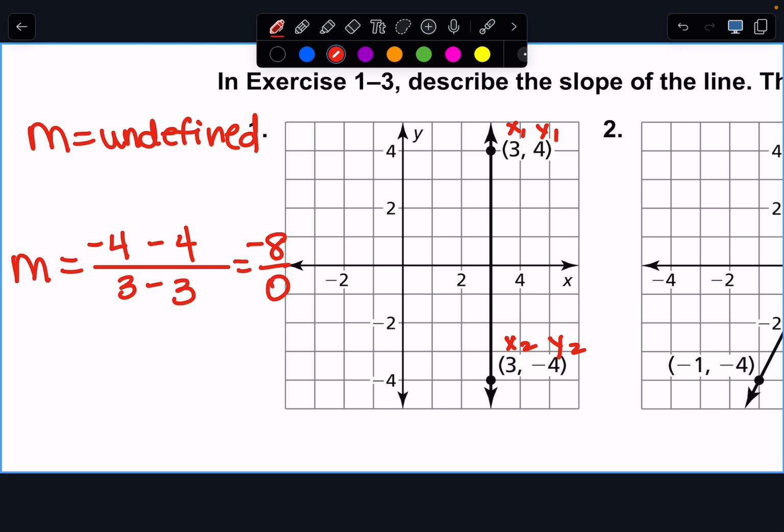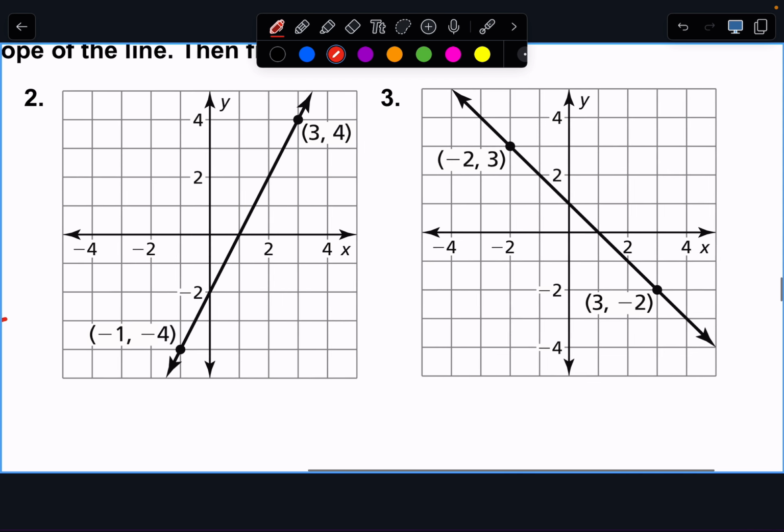Okay, are we allowed to divide by 0? No. Which is why this is undefined slope. We cannot divide by 0. If the 0 was in the numerator, then we could call our slope 0. If you get 0 over 4, then that would be an answer of 0. So that'd be a slope of 0? Yes.